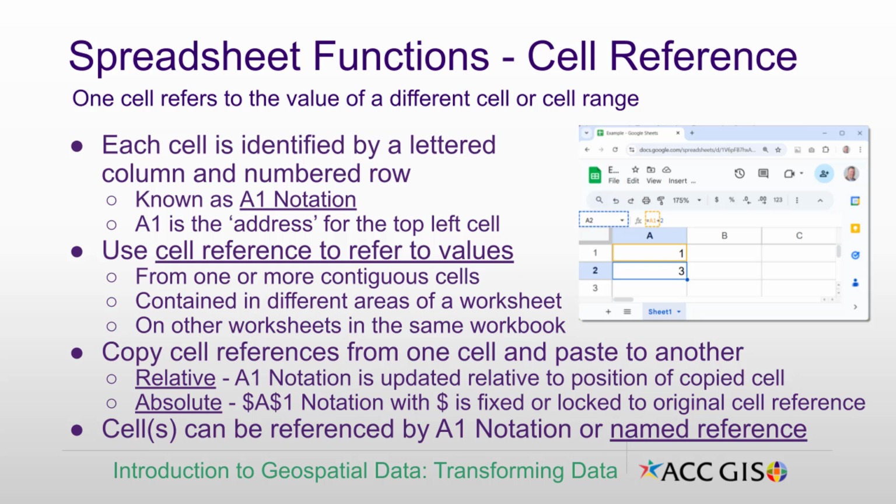So you can refer to one cell, but you can also refer to contiguous cells. You can refer to different cells in different areas of a worksheet or on worksheets that are in the same workbook. It's very flexible. When you copy a cell reference from one cell and paste it to another, you're either copying the relative cell reference or the absolute cell reference. The relative cell reference is updated relative to the position of the copied cell. The absolute is fixed or locked to the original cell reference, and I'll show you an example of that in just a second. So cells can be referenced by A1 notation, but also by named reference, and I'll go over that as well.